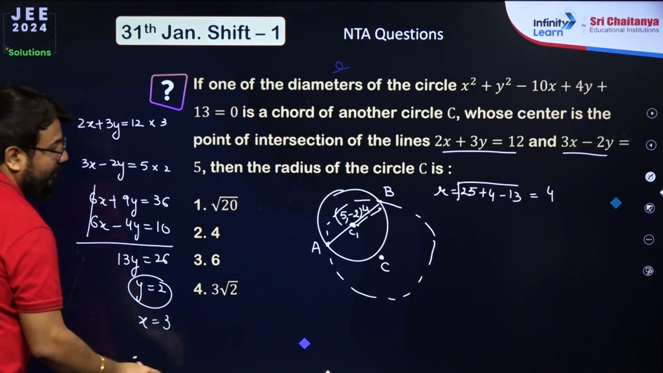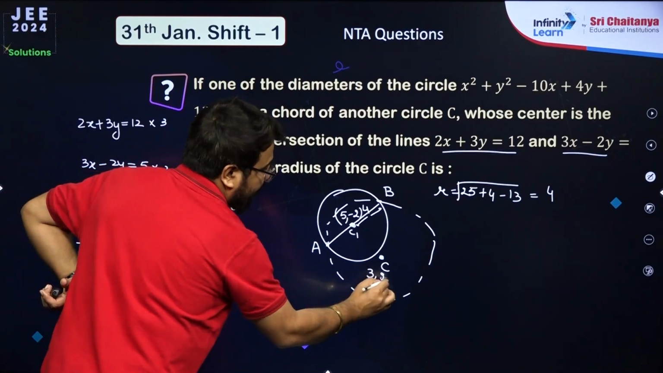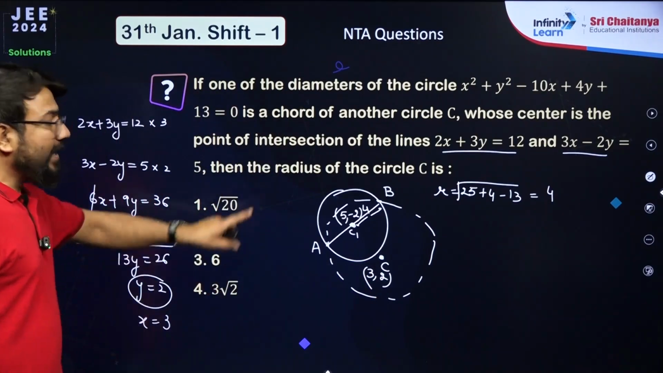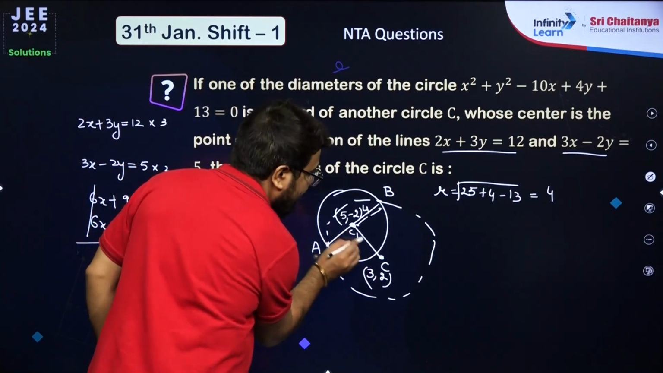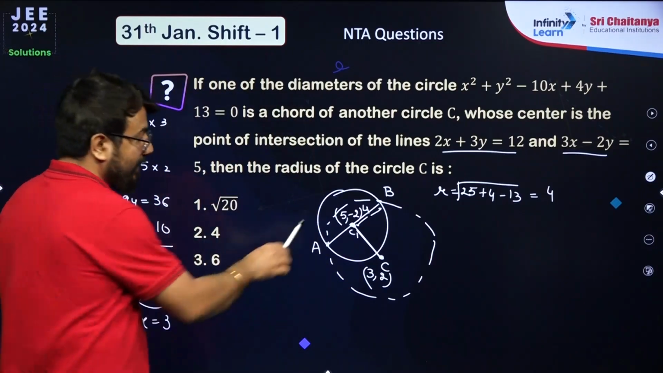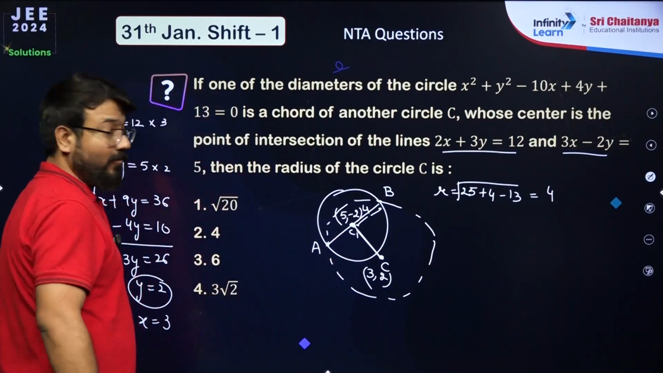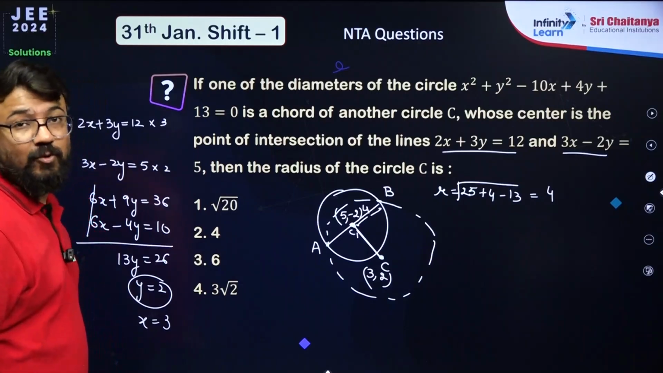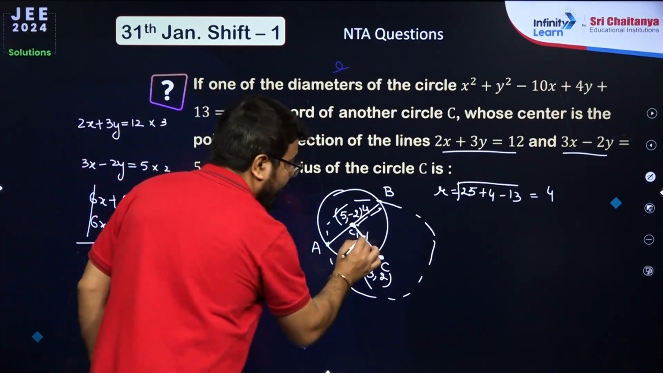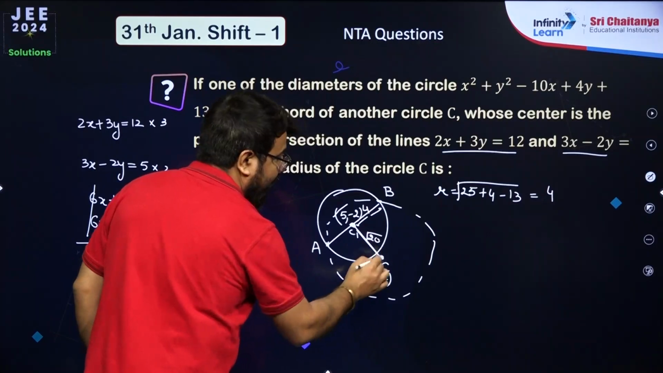So (3, 2) will be the center of the bigger circle. They are asking for the radius of the bigger circle. That means this distance can be evaluated with the distance formula. (5 minus 3) whole square, that will become 4. And (4 minus 2) whole square, that will become 16. 4 plus 16, that becomes root 20. Okay, this is root 20.